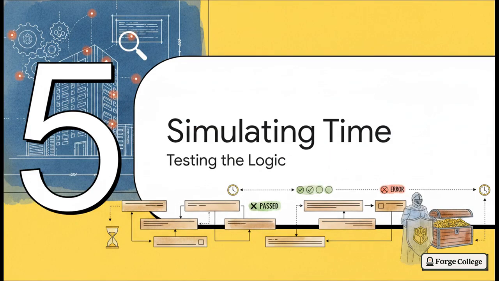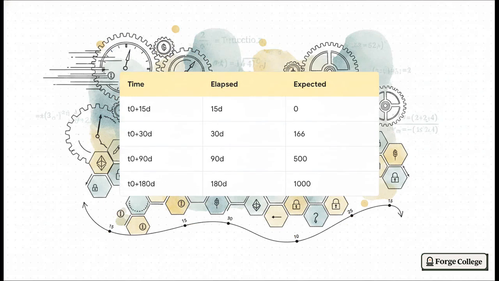Section 5. Simulating time for testing. Obviously, a blueprint is totally useless unless we prototype and test it. Using local development environments like Hardhat or Foundry, we can actually play God and fast-forward the EVM timestamp to test exact moments in time. Since Solidity uses integer division, which completely truncates decimals, we're looking for precise whole numbers here. For example, at day 15, we expect exactly 0 tokens because we haven't hit that 30-day cliff yet. But at day 90, exactly halfway through the schedule, we expect exactly 500. By simulating these specific timestamps, we prove that our math holds up in the real world.